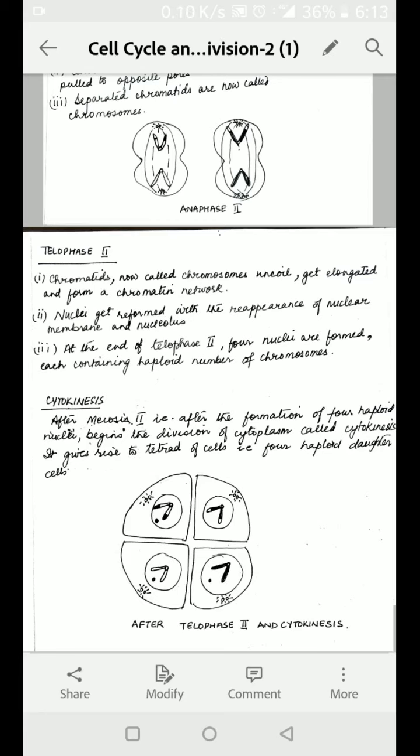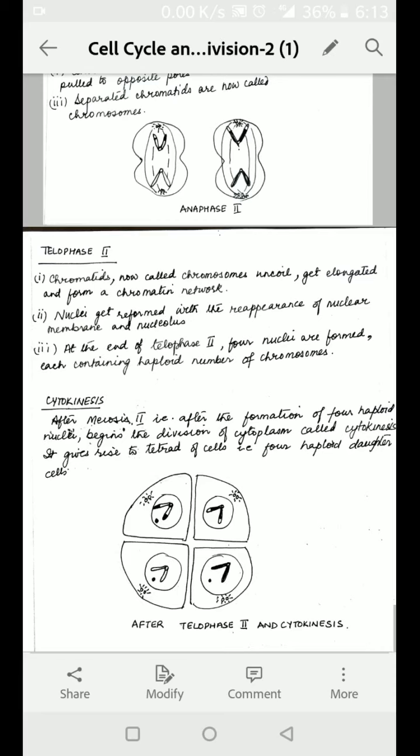Meiosis 1, as I told you, is that part of meiosis where the chromosome number is reduced to half, which is followed by meiosis 2, which is called equational division. Why? Because here the chromosome number remains the same. It is like mitosis. So I hope both mitosis and meiosis are absolutely clear in your minds now.